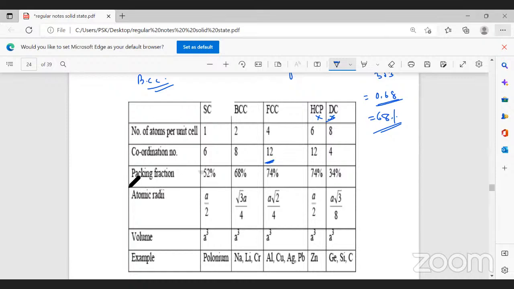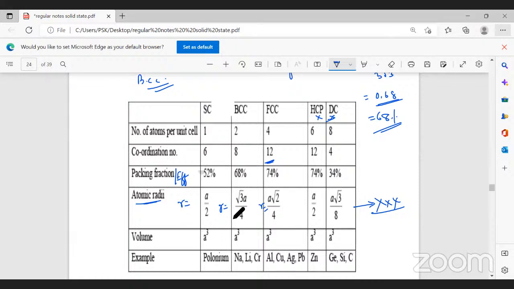Packing efficiency, or packing fraction, is 52% in simple cube, 68% in body-centered, 74% in face-centered, and even hexagonal closed packing is 74%. This is important to work out more problems. These relationships are very important. Now, for a simple cubic lattice, the atomic radius R is equal to A by 2. For body-centered cubic lattice, R is equal to root 3A by 4. Likewise, for face-centered cubic lattice, R is equal to A root 2 by 4. These formulas you should remember.